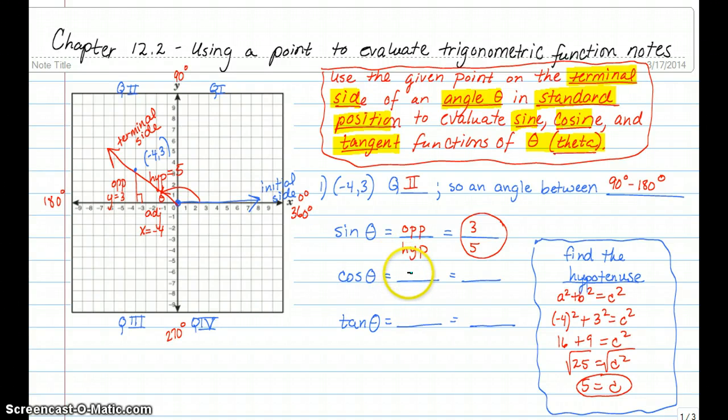Cosine is CAH, C-A-H, so cosine equals adjacent over hypotenuse. The adjacent side is -4 and the hypotenuse is 5, so -4 over 5. Tangent is going to be opposite over adjacent. TOA is what the memory device is. TOA, opposite over adjacent. Opposite is 3. Adjacent is -4. Now we typically don't write it with the negative in the denominator, so it would be out in front, -3 over 4. If you do leave it like that, though, it's fine.